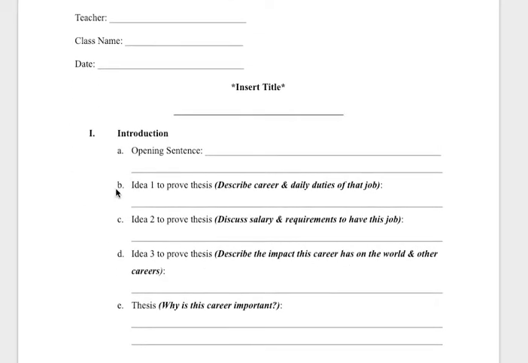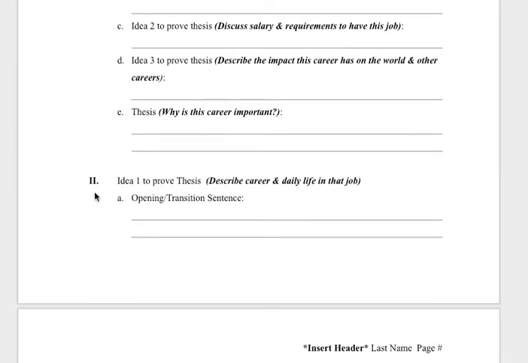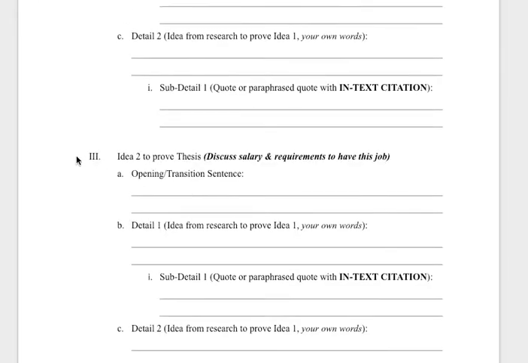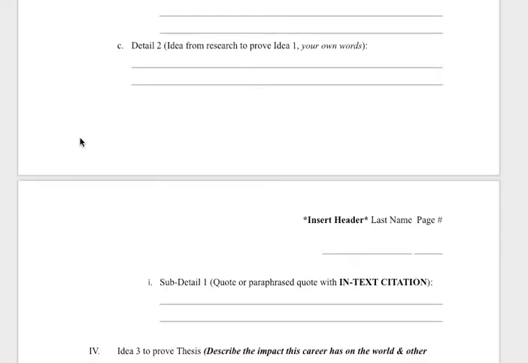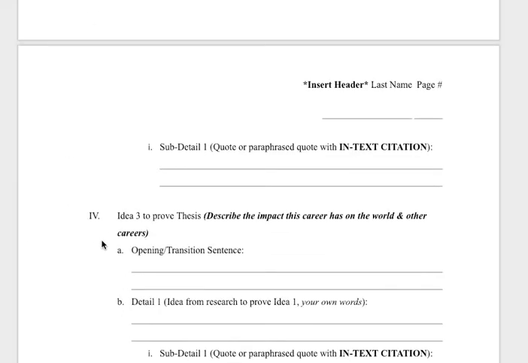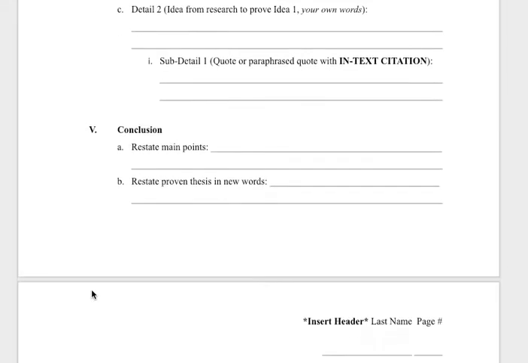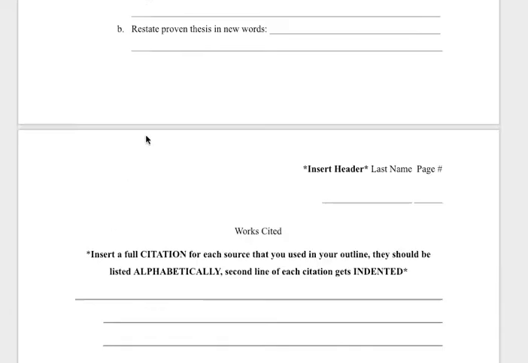Alright, then we move into the outline of the actual paper here. We start with these Roman numerals. Each Roman numeral is a paragraph. So Roman numeral 1 would be your first paragraph, which would be your introductory paragraph. Then Roman numeral 2 would be your second paragraph of the essay, which means it would be your first body paragraph. Roman numeral 3 is going to be the third paragraph in your essay, the second body paragraph. Fourth paragraph in your essay, third body paragraph. And then 5 would be your 5th paragraph in the whole essay, and it's your conclusion.